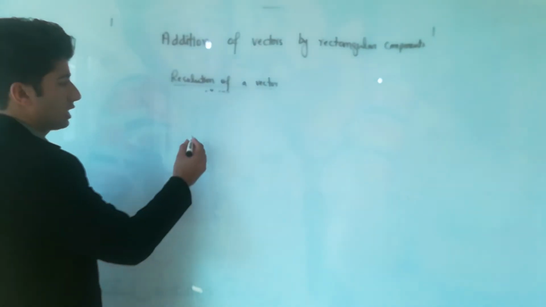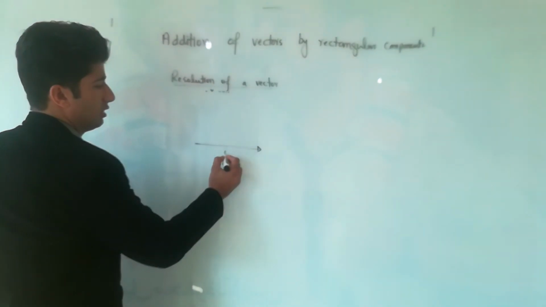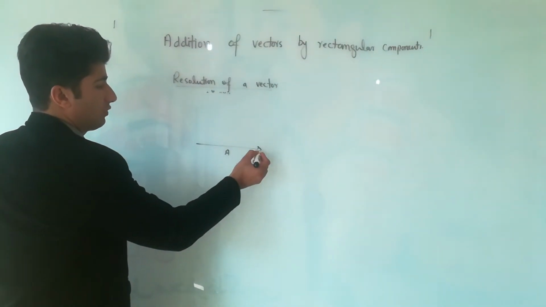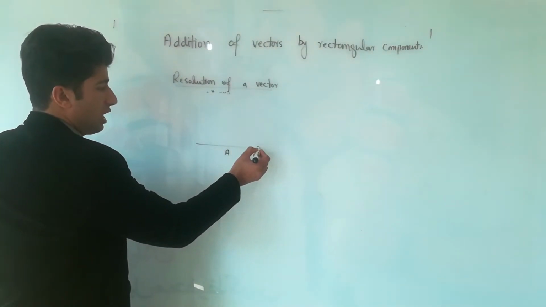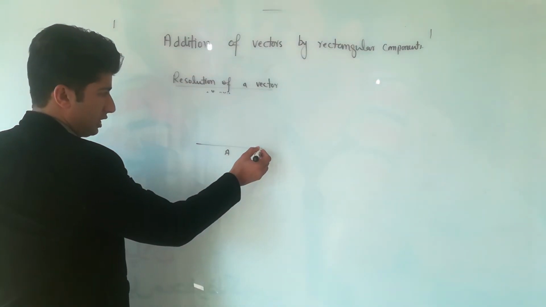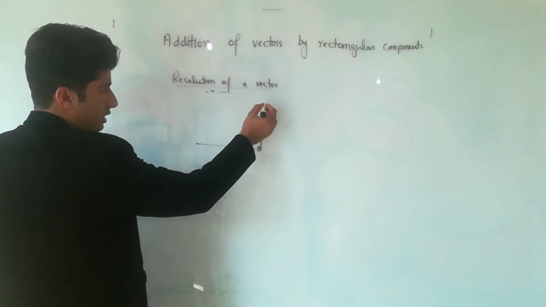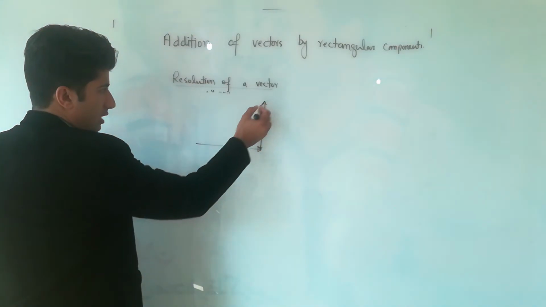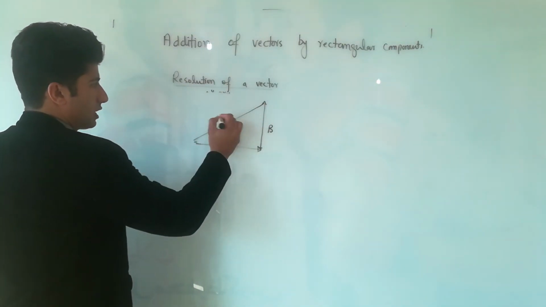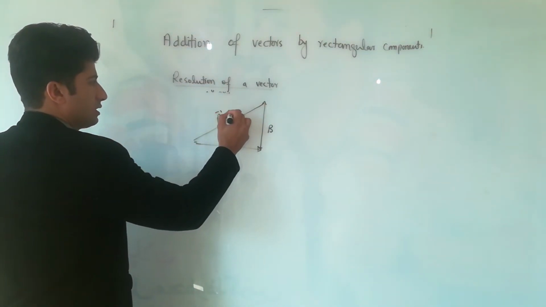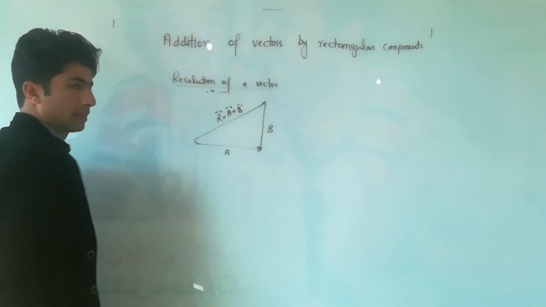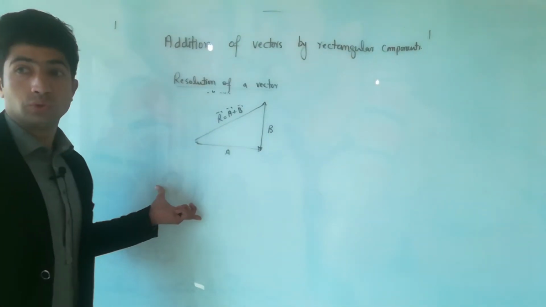The head to tail rule says that if this is a vector, the head of our first vector a will coincide with the tail of the second vector, and this will be the resultant vector, that is R is a plus b. So it was all about the head to tail rule.